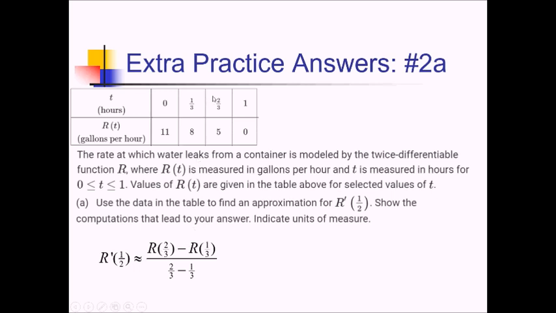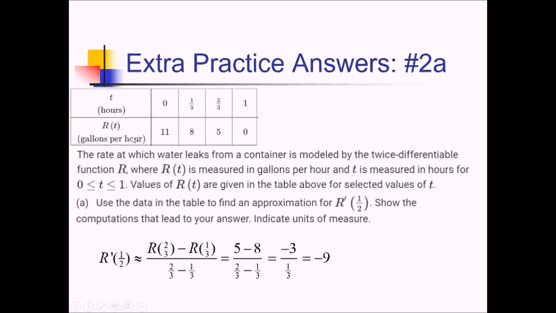Well, in the table here, r of 2/3 is 5. So we have 5 minus r of 1/3, which is 8. And once I've written all of this out, I'm actually done as long as I put units on the end. But if you wanted to simplify it, this is going to be negative 3 over 1/3, which you could reduce to negative 9. But now the important question here is, what are the units? Well, you just basically took the derivative of something that already had units of gallons per hour.